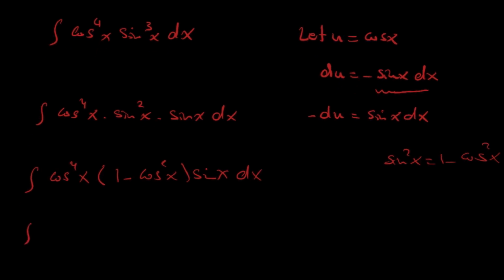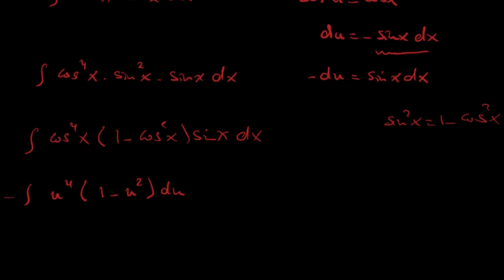So it's going to be equal to cosine to the power 4x, which is u to the power 4 times (1 minus u squared), and sine x dx is going to be equal to minus du, so we put du and we put minus outside. Now simplify, it's going to be equal to minus integral u to the power 4 times (1 minus u squared), which becomes minus u to the power 6 du.